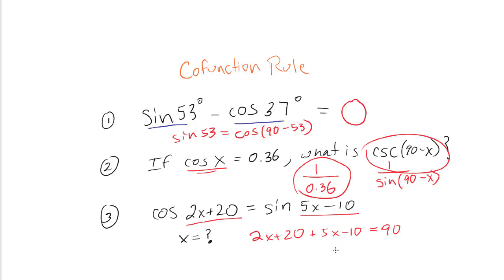Now I can begin to do my algebra. 7x equals 90 plus 10 is 100, minus 20 is 80. x equals 80 divided by 7.